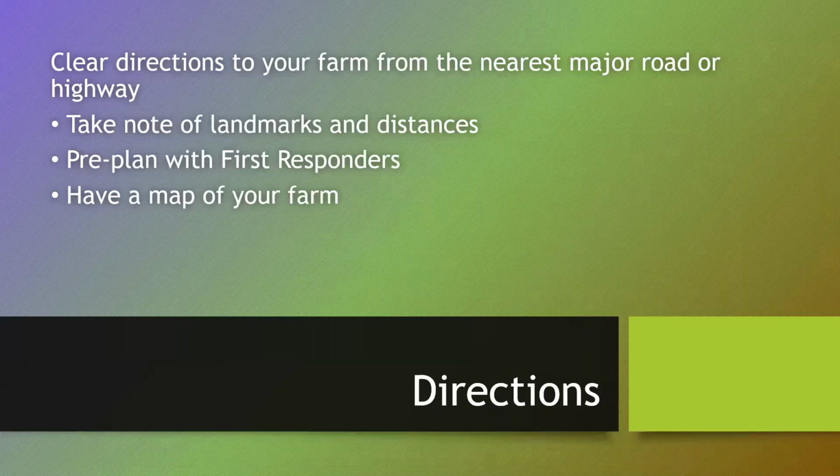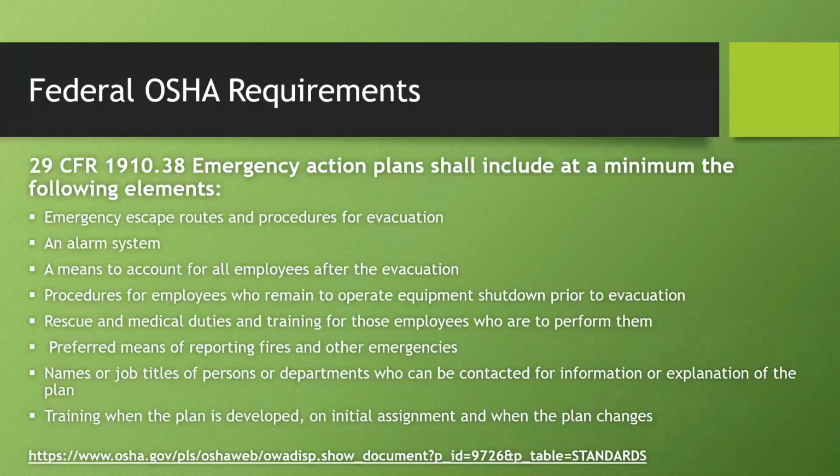So that's just some basic things to consider when making a basic emergency action plan. However, from a federal perspective, it is a requirement by Fed OSHA to have an emergency action plan. And there are some required elements that you need to make sure that you include in this plan. So 29 CFR 1910.38, if you want to take time and read through the full standard. But within that, what you see on the screen is what is required by OSHA in the standard.